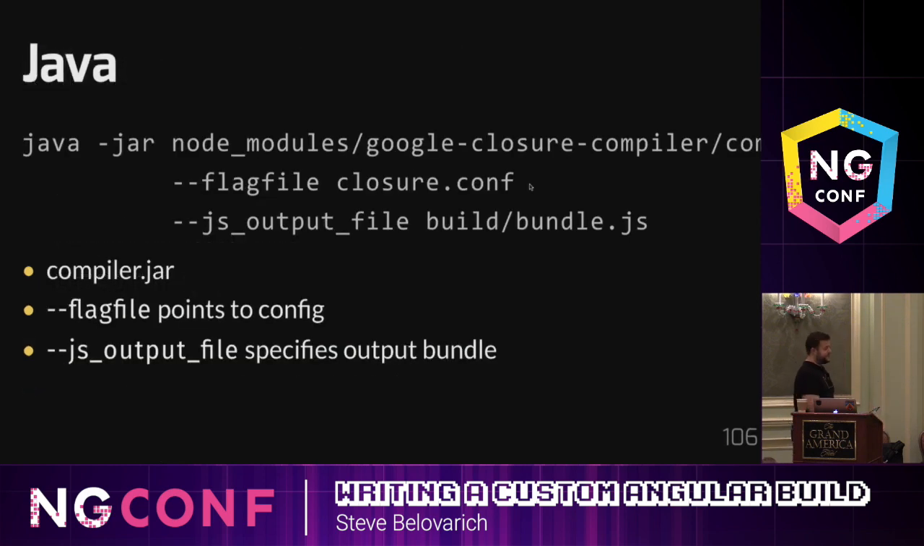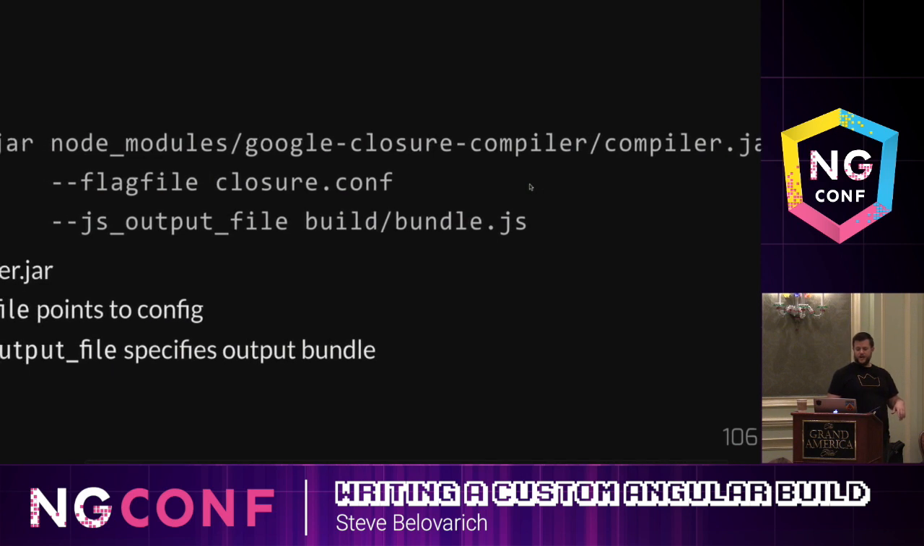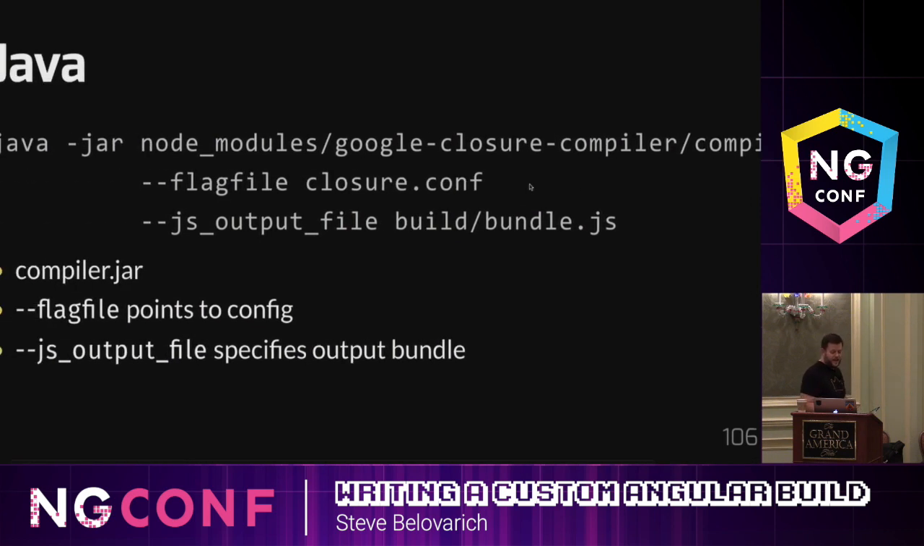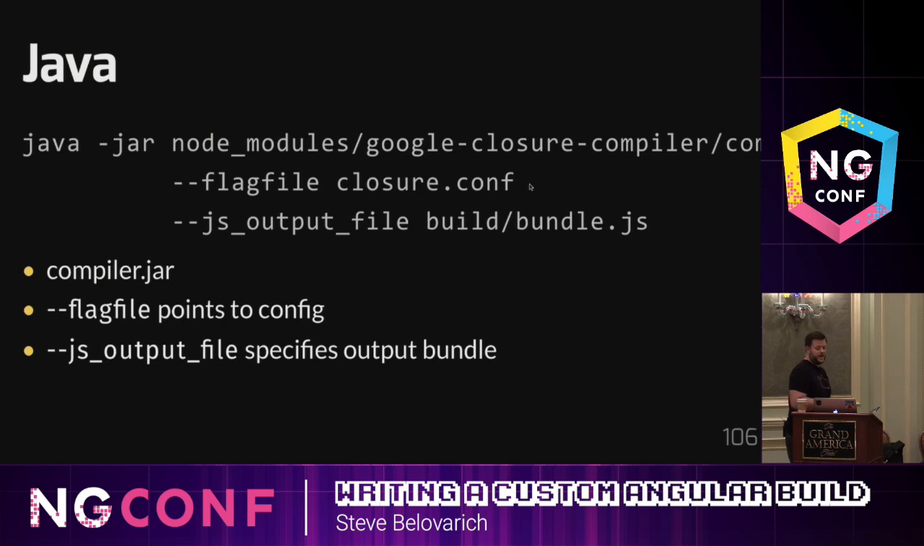You implement it like this. If we were to type it into the terminal, this would be the command that we run. Since this is a Java application, it relies on a jar file. We're going to run Java, and we're going to point it to the jar file, which is in the node module / Google Closure Compiler folder. There's a compiler.jar in there. We're going to tell Closure Compiler to use the closure.conf file that is in the root of our Angular project, and we're going to tell Closure Compiler to output a bundle.js for us.